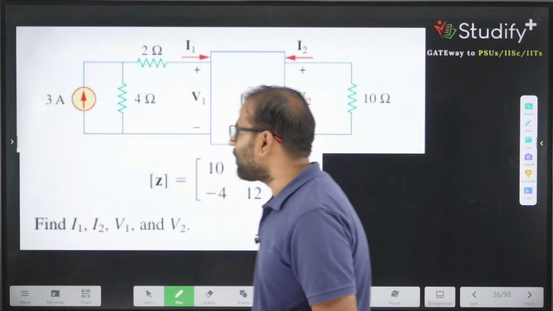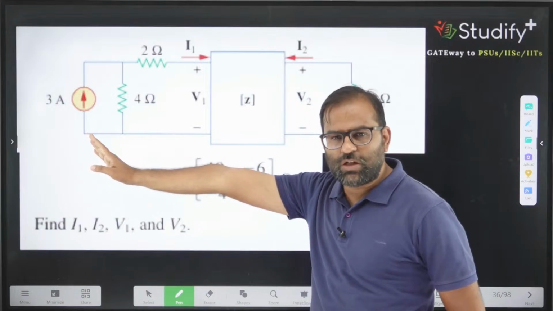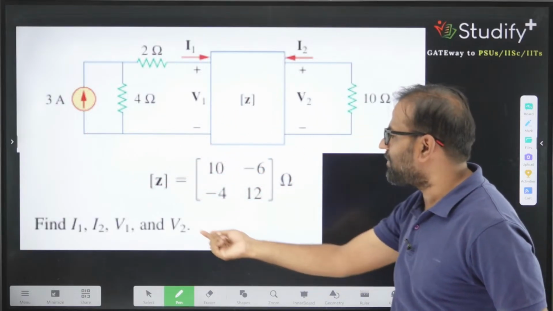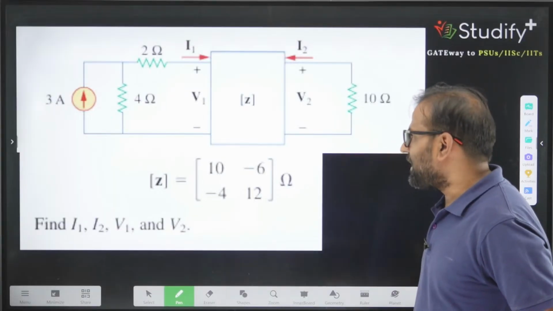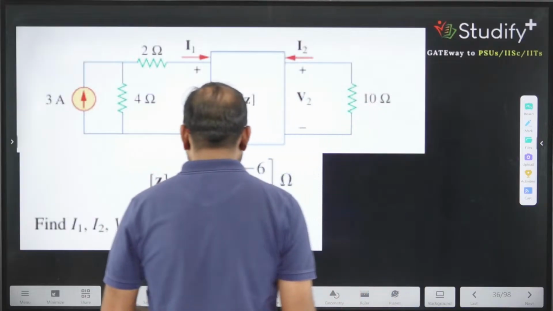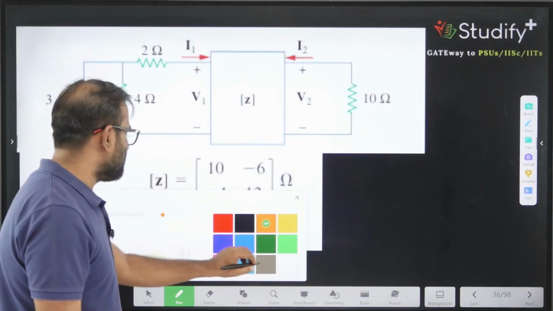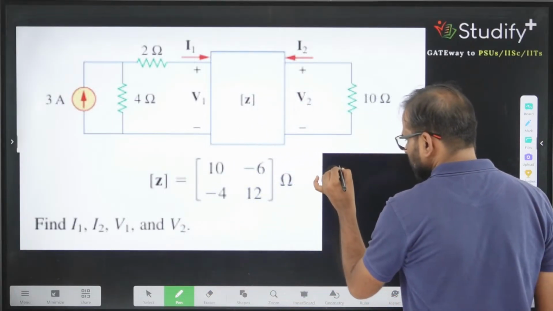This is the third very important category, in which some additional network is also connected to the two port, and they are asking what the values of V1, V2, I1 and I2 are. So let's calculate this. What Z parameter is given? One relationship is given here, and that relationship is the Z parameter.